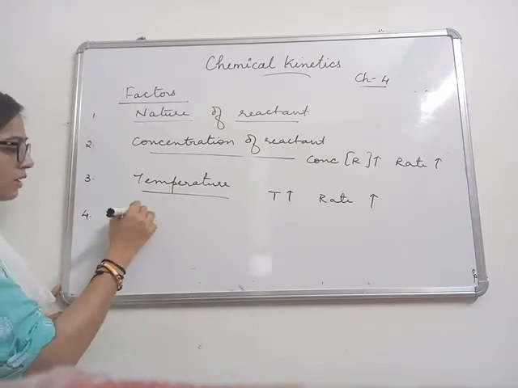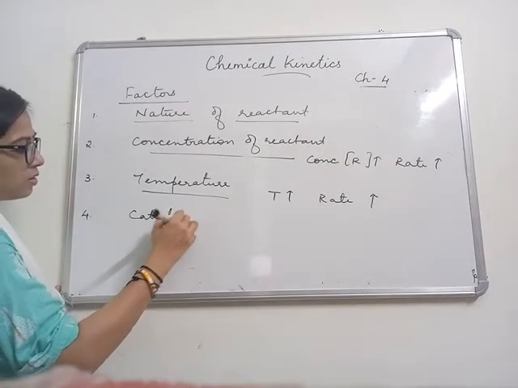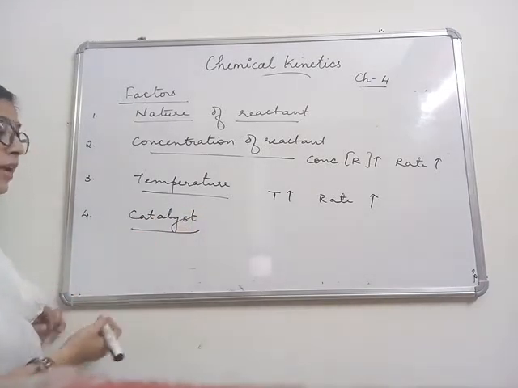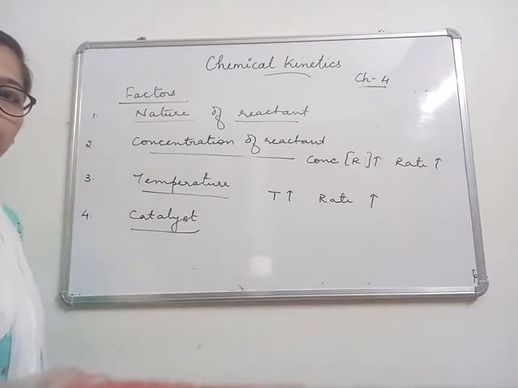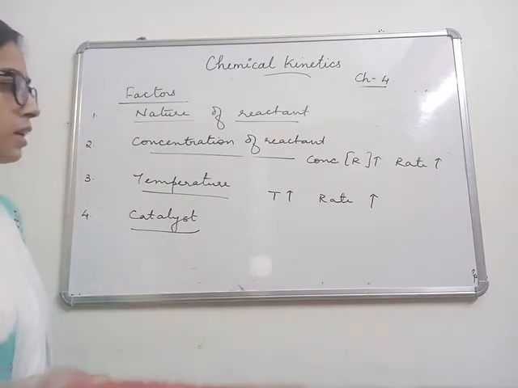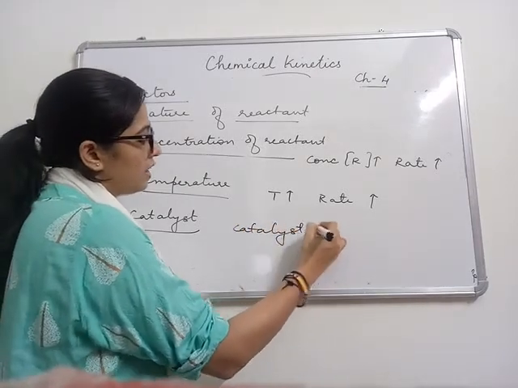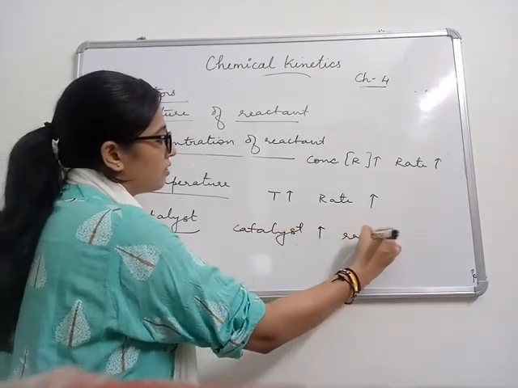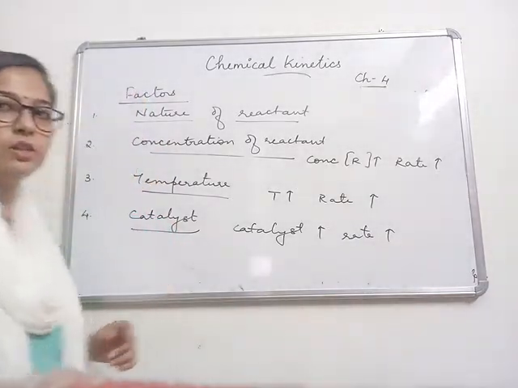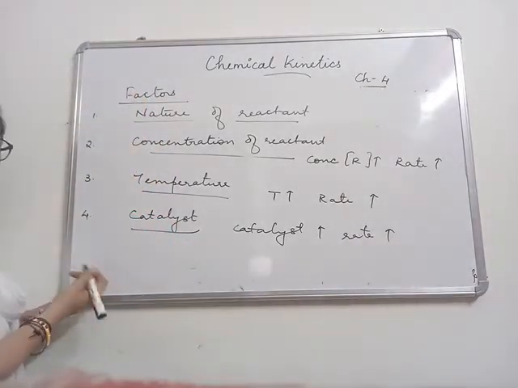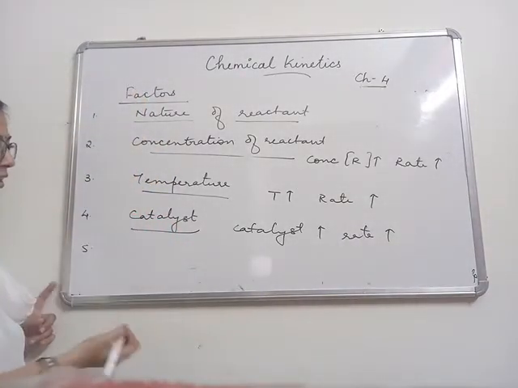The next factor is the presence of a catalyst. In a few reactions we have learned earlier in organic chemistry, when you add a catalyst, the rate of the reaction increases. So a catalyst, when you add it, generally increases the rate of the reaction. The majority of catalysts increase the rate of the reaction.